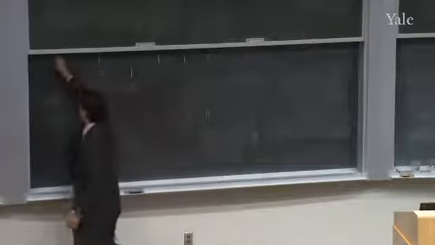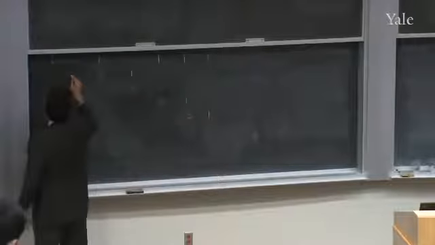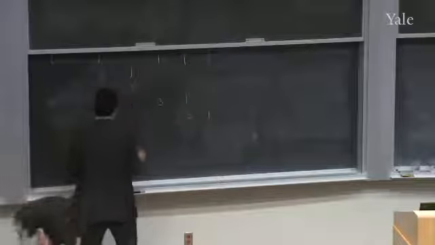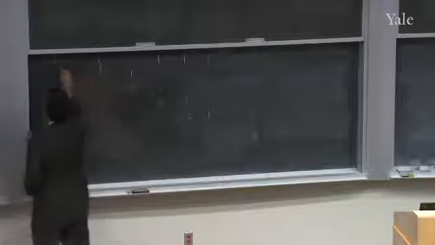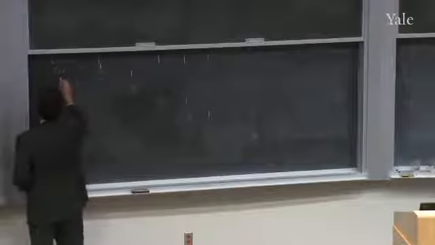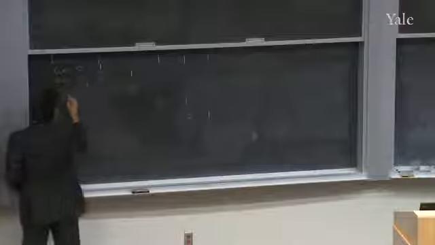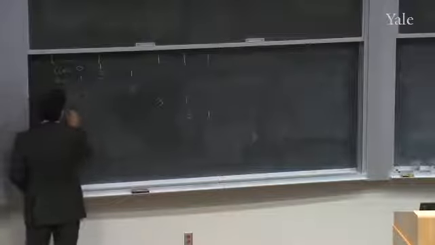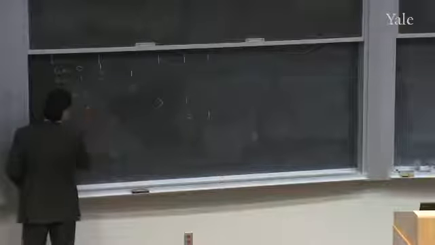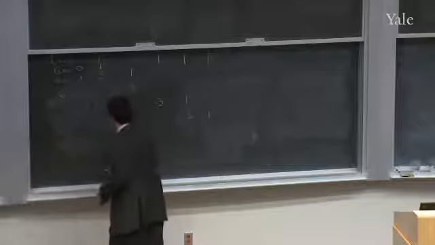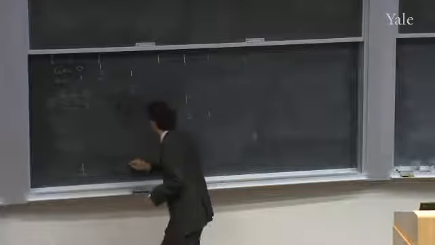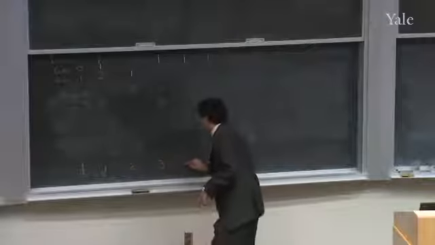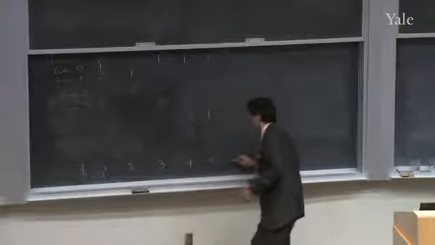So here's land, and then there's generation. Here's generation 0, generation 1, generation 2, generation 3, and so on. And this is time. Here's time 1, time 2, time 3, time 4, time 5, etc.